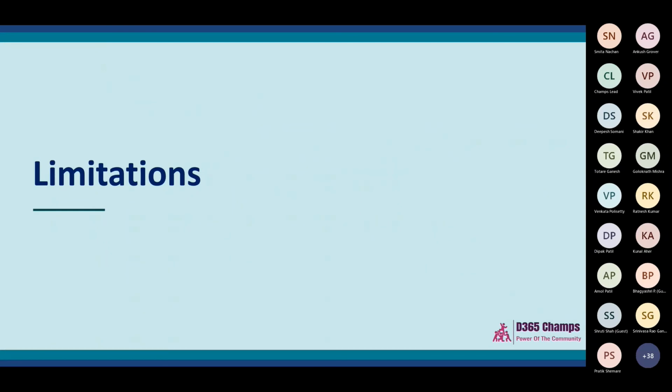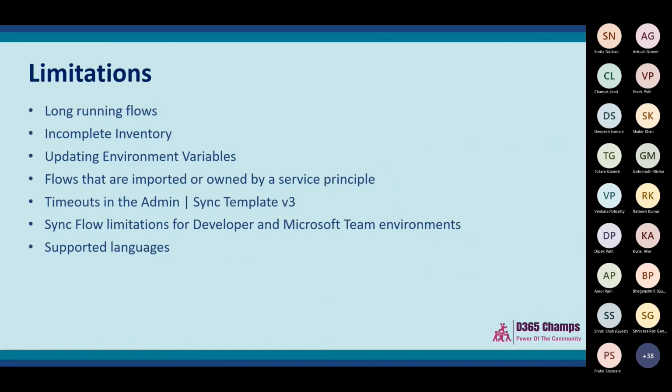Okay, now quickly, let's see the limitations, because each of the products comes with limitations. And we do have certain limitations here for COE as well. So there is no one-size-fits-all solution for COE, and some companies will want a restrictive set of rules in their organization in hopes of mitigating the unknown, while others will want to let users personally explore without limitation. Over here are some of these: long running flows, then the incomplete inventory, updating environment variables, then flows that are imported or owned by a service principal, and timeouts in the admin sync template v3.